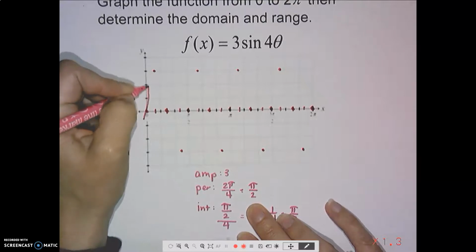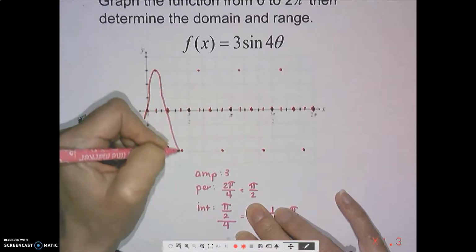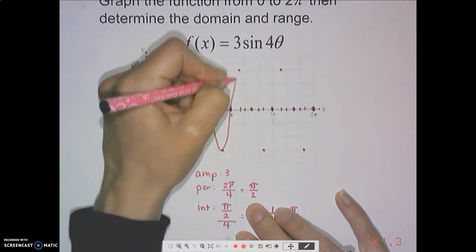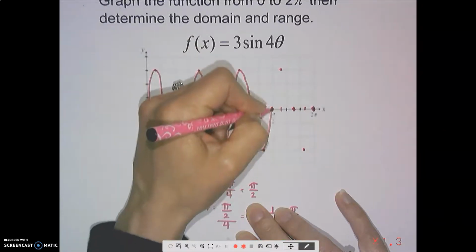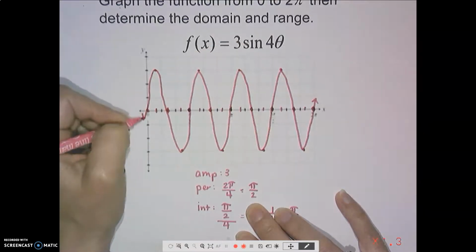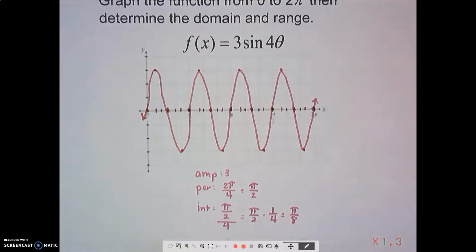So we have 1, 2, 3, and 4 sine curves. Okay, and so then it still has that same general curve to it.